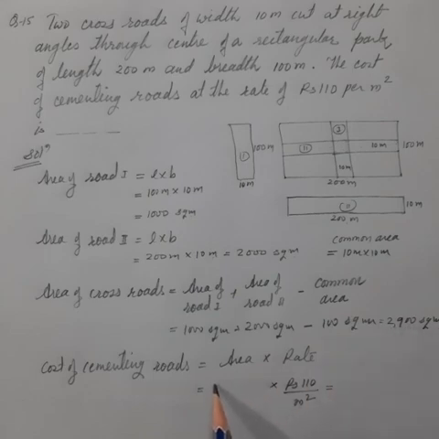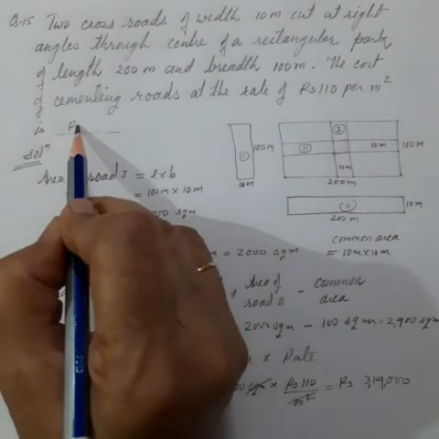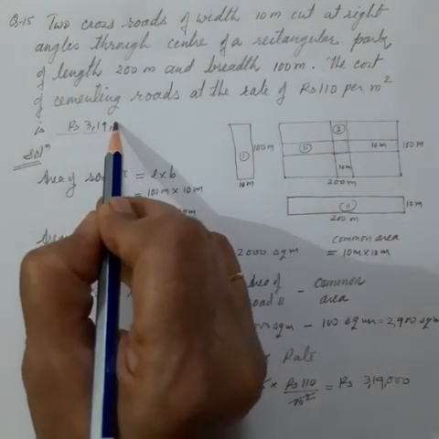So multiply the area of crossroads 2900 square meter by the rate rupees 110 per meter square. Meter square will cancel. We will get answer in rupees. Multiply this. 29 into 11, 319 and 3 more zeros. So the cost of cementing the road is 3,19,000 rupees. Rupees 3,19,000.